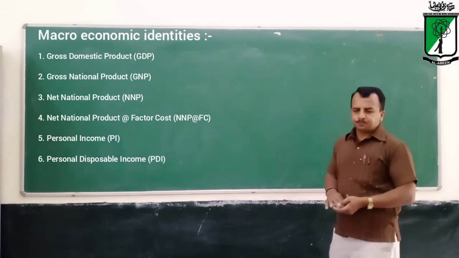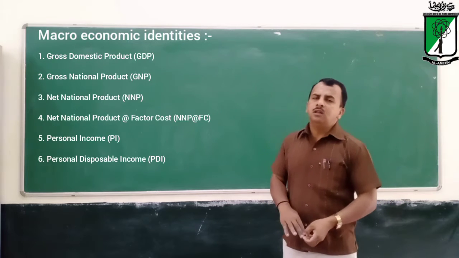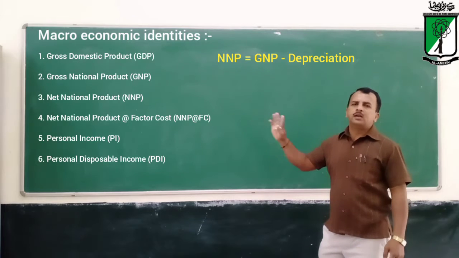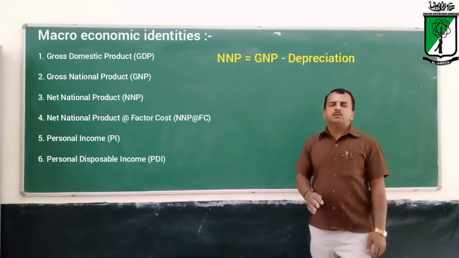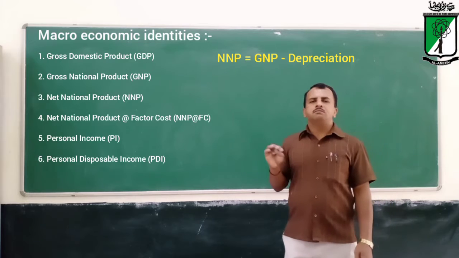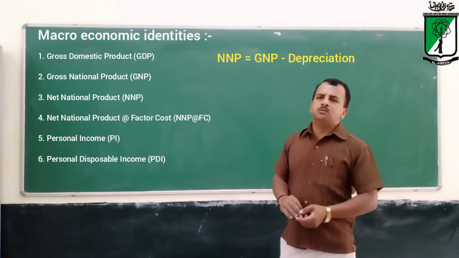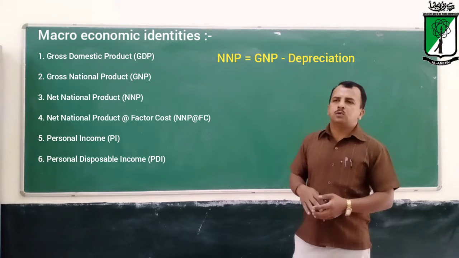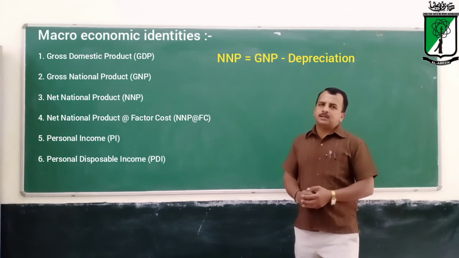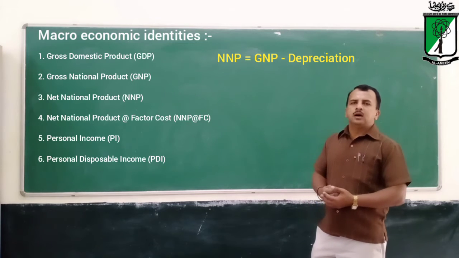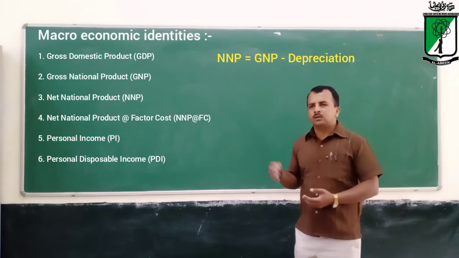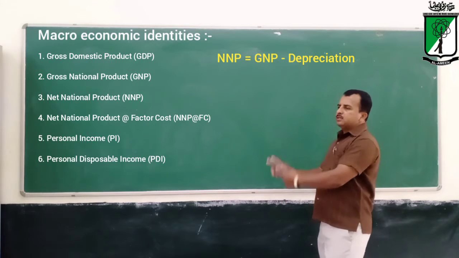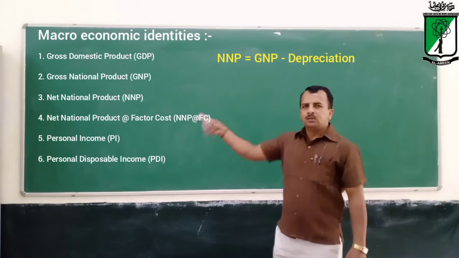Then it's about NNP, net national product. So what exactly is net national product? In gross national product, if you minus depreciation, you get NNP. Depreciation is nothing but the cost for repairing capital assets like machinery, buildings, etc. It is the wear and tear of capital assets, for which there will be a cost annually. That should be calculated, and that is the depreciation cost. So in GNP, if you minus the depreciation cost, then you will get NNP.